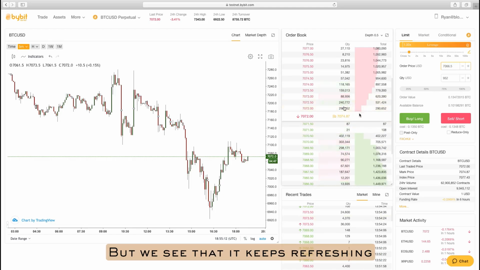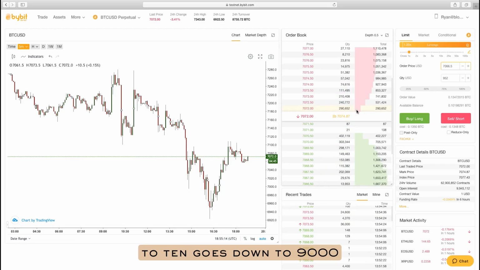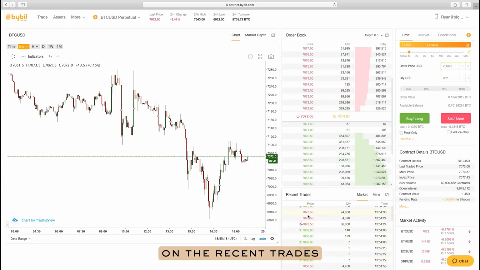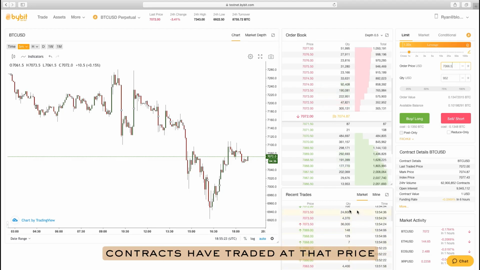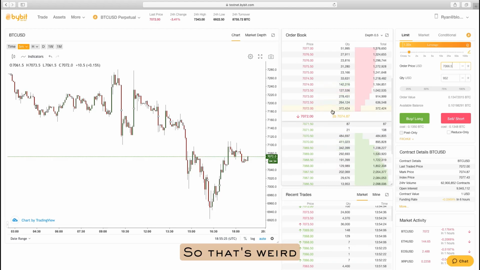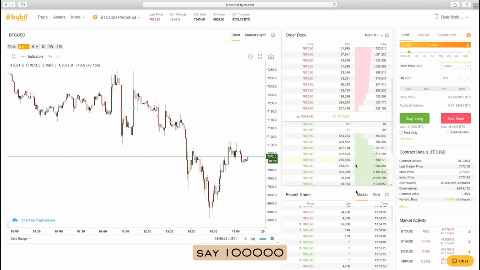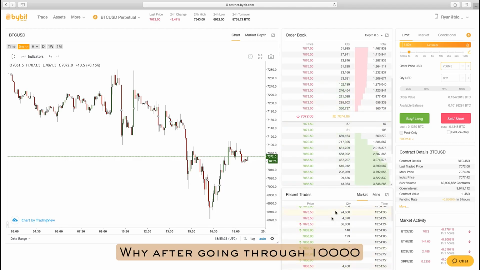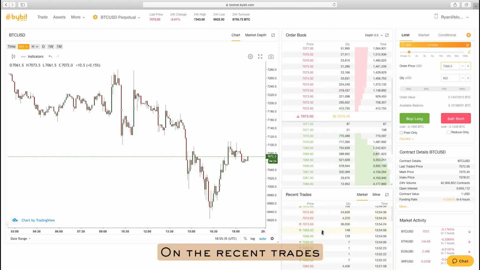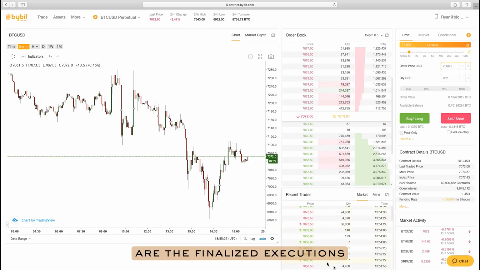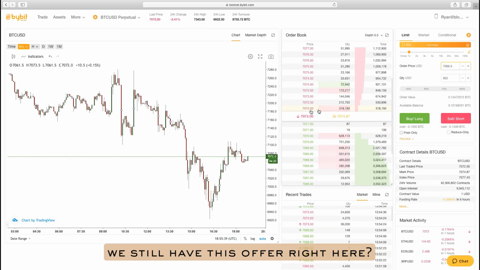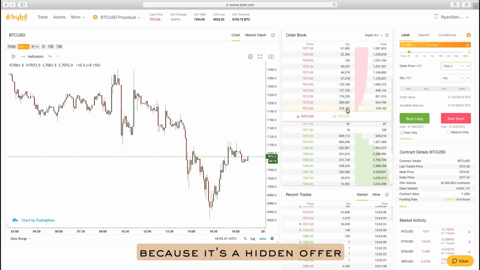But we see that it keeps refreshing. It goes down to 9,000, then goes back up to 10. Goes down to 9,000, keeps going back up to 10. And under that, on the recent trades, we see that greater than 10,000 contracts have traded at that price, all right? So that's weird. If there were 10,000 contracts sitting in the offer right here, and the next offer up had, say, 100,000, why after going through 10,000 on the recent trades, as in these are the finalized executions, do we still have this offer right here? Well, that's probably because it's a hidden offer at that point.